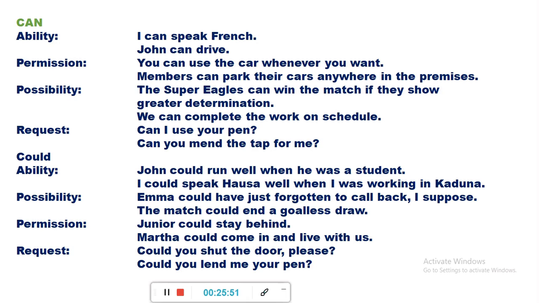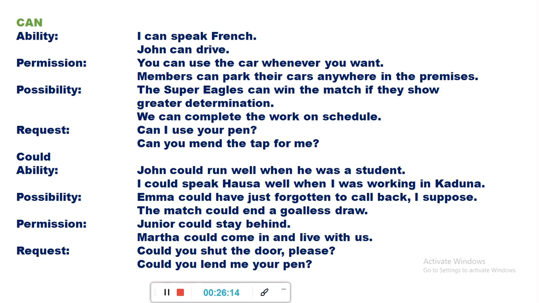And then let's look at can. We can use can to express ability. I can speak French. John can drive. I can speak French is expressing my ability to speak French. John's ability to drive is underscored with that example. John can drive. All right.